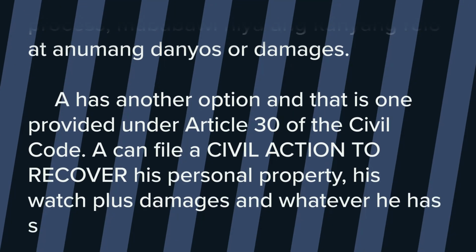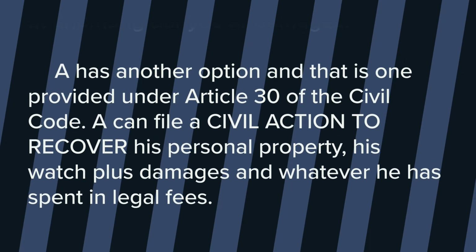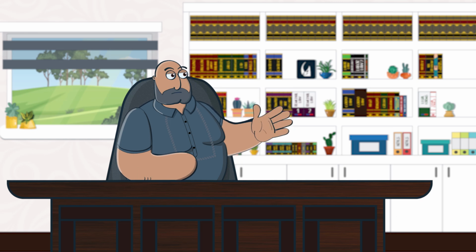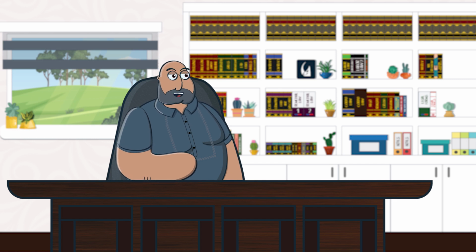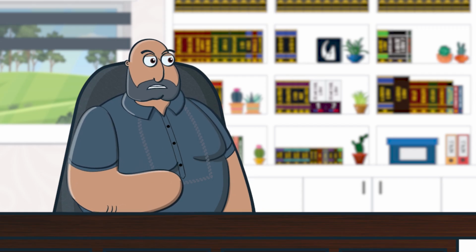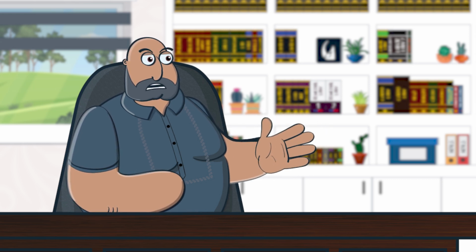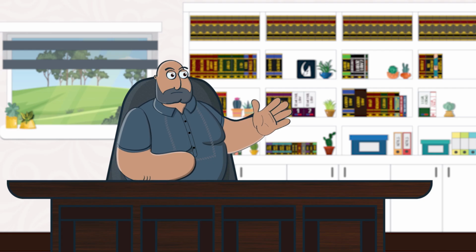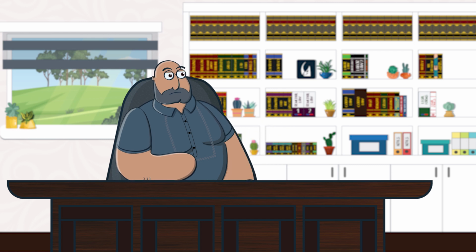A can file a civil action to recover his personal property, his watch plus damages, and whatever he has spent in legal fees. Kung hindi magsasampa ng reklamo si A laban kay B, hindi makakapag-file ng criminal case ang ating prosecutor. Wala kasing testigo na nagnakaw nga ng relo si B. Kung hindi magsasalita si A, hindi malalaman ng husgado na kanya nga ang relo at ang relong ito ay nawala sa kanya. If A takes the option under Article 30 and no criminal case is filed against B, then the quantum of proof required is mere preponderance of evidence. Proof beyond reasonable doubt will not apply because this is a separate civil action and not a criminal case.